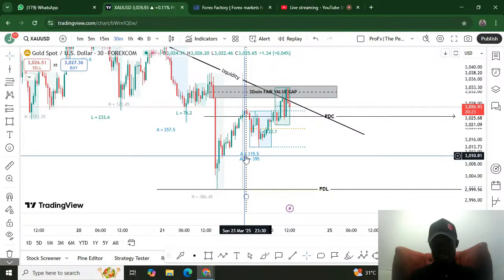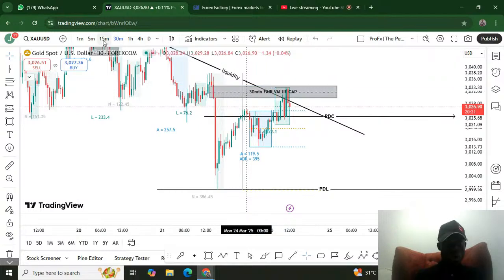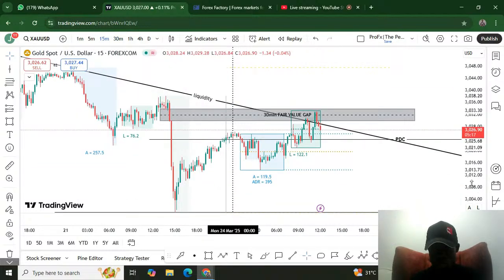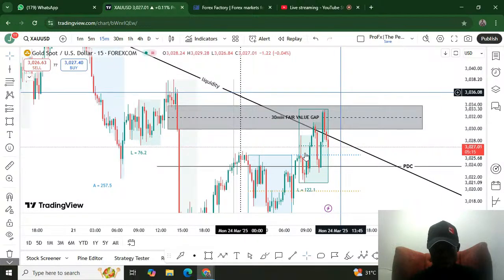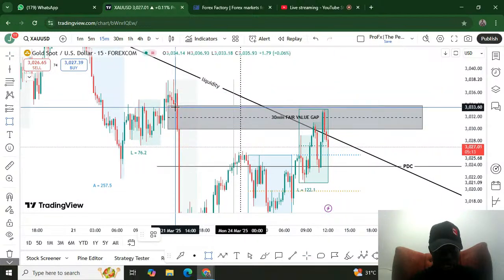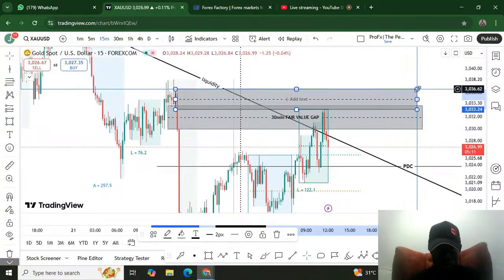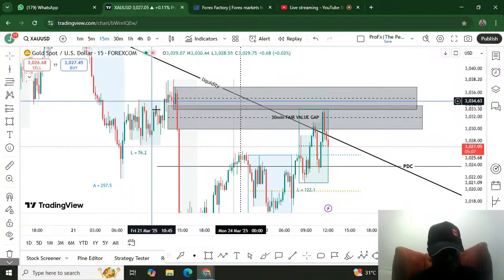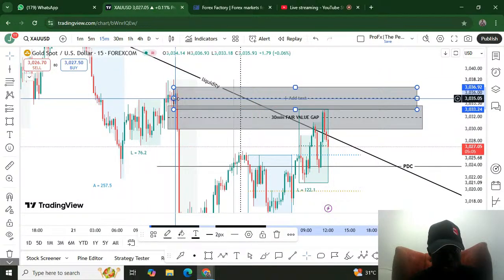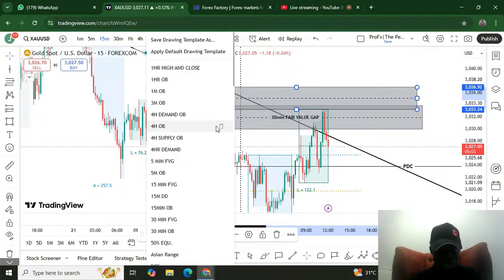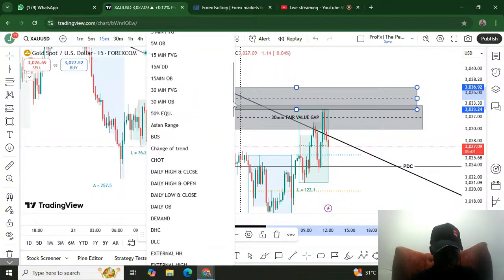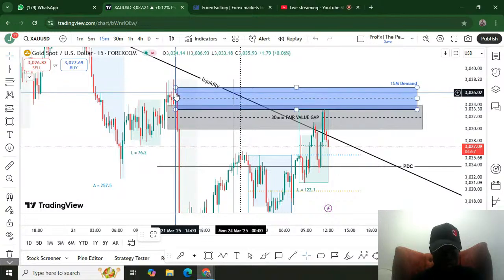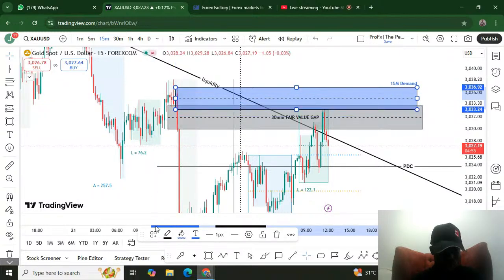I'm already on this sell. I started selling when price got into this 15 minutes order block. See, there's a 30 minutes order block and there's a 15 minutes order block. I started selling when price got to the 15 minutes order block. So this is a good entry.